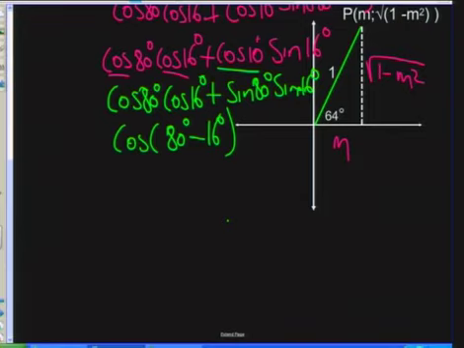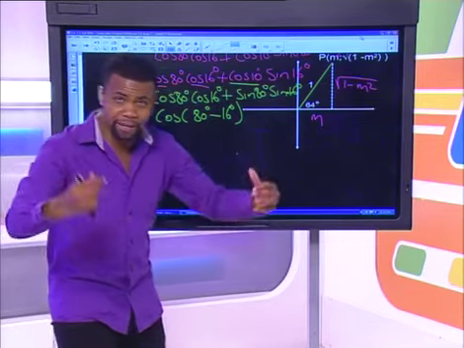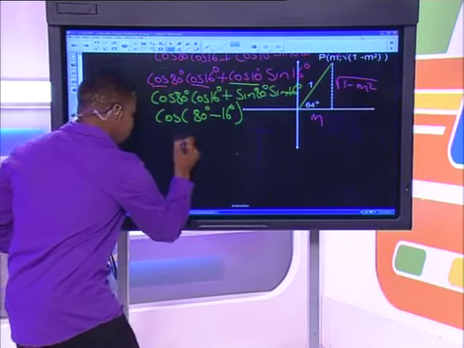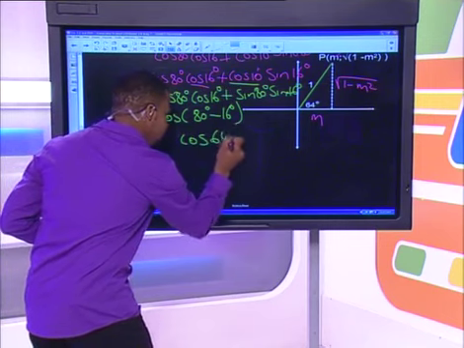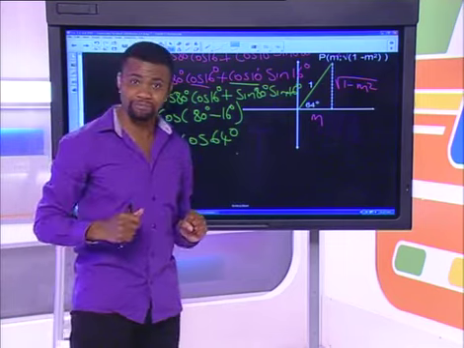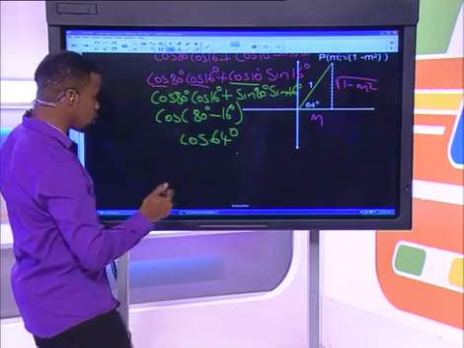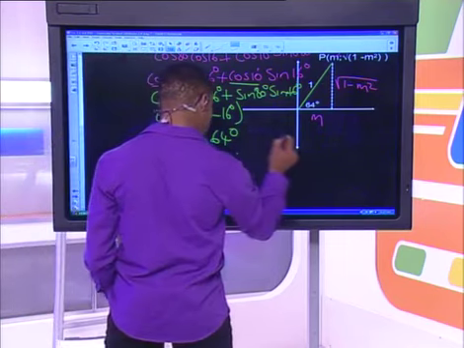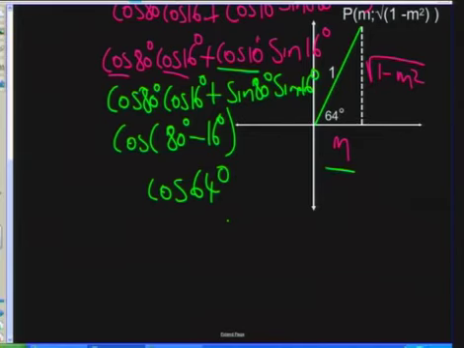I have 64 now. Where can I find 64? In the diagram. Then I'm happy now. I feel much better about this. So this is cos 64 degrees. Fantastic. Then I can use my diagram. Great. What is cos 64? Cos is adjacent over hypotenuse, which is m over 1.